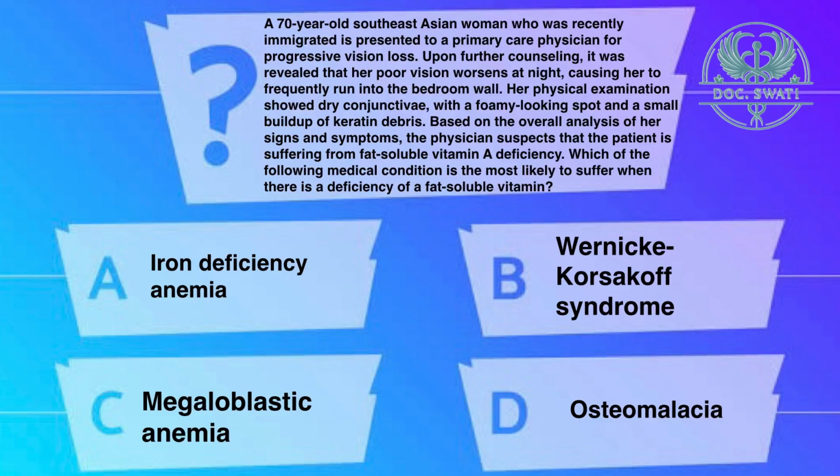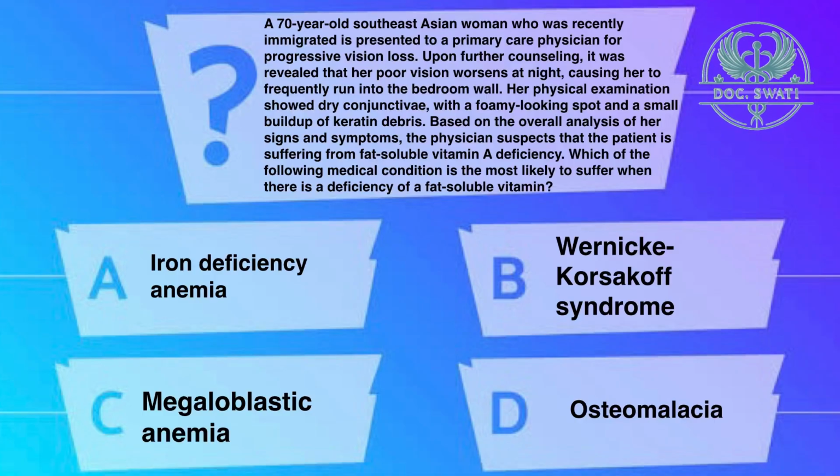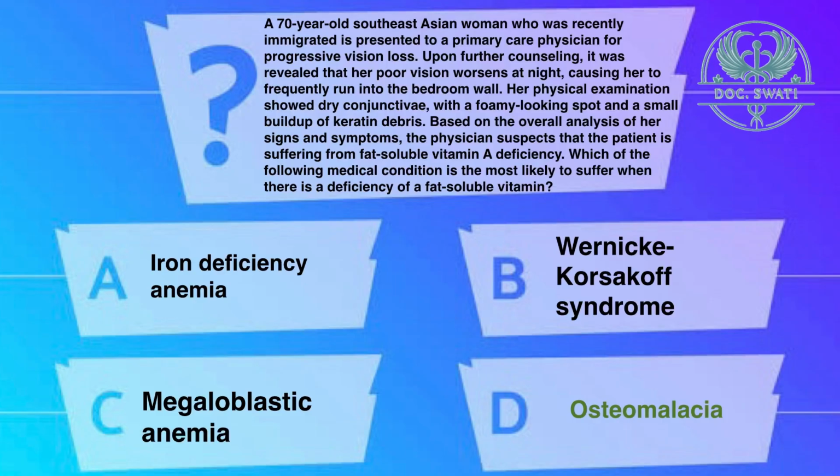Based on the overall analysis of her signs and symptoms, the physician suspects that the patient is suffering from fat-soluble vitamin A deficiency. Which of the following medical conditions is the most likely to occur when there is a deficiency of a fat-soluble vitamin? Option A, iron deficiency anemia. Option B, Wernicke-Korsakoff syndrome. Option C, megaloblastic anemia. Or option D, osteomalacia. So which option is correct according to you? Well, yes, osteomalacia is the correct answer.